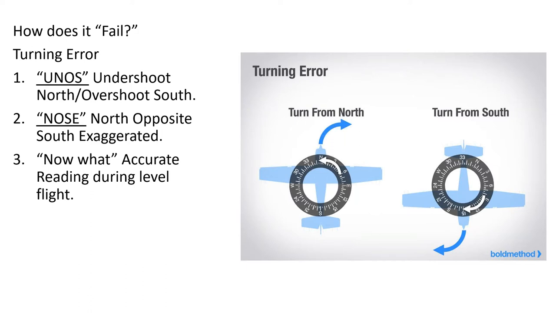Does that change by hemisphere? It does. Yeah, absolutely. The big take home thing is that the magnetic compass is most accurate when you're in level flight.